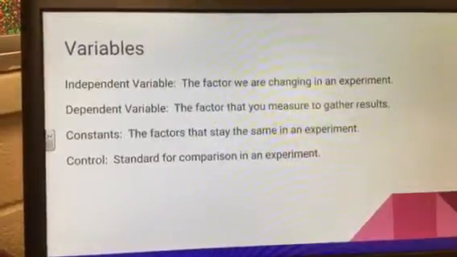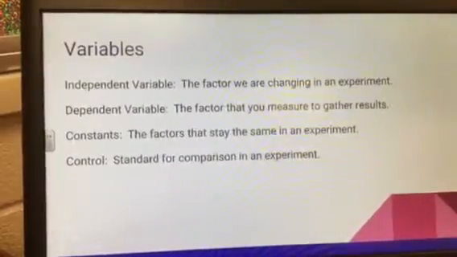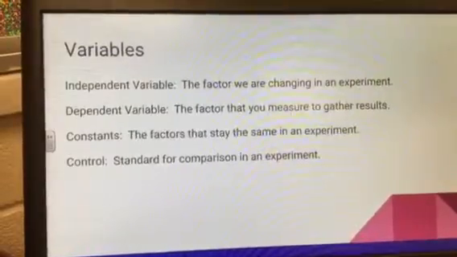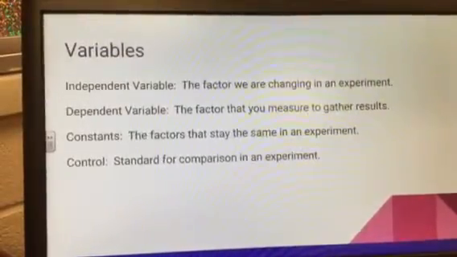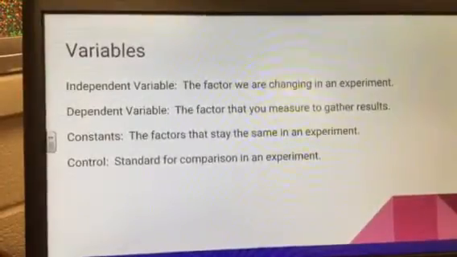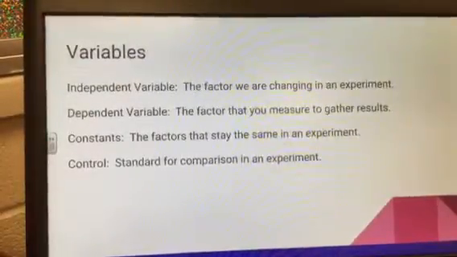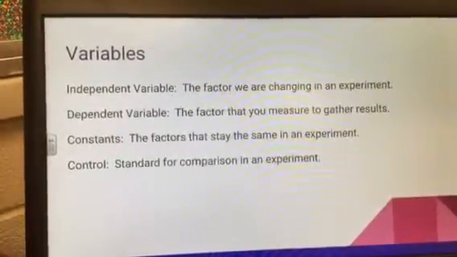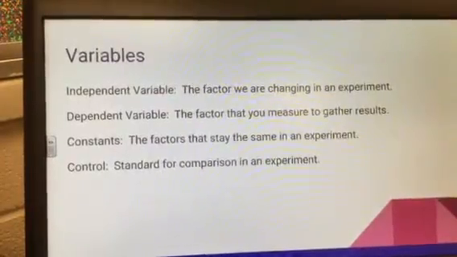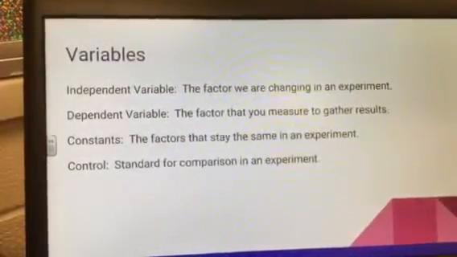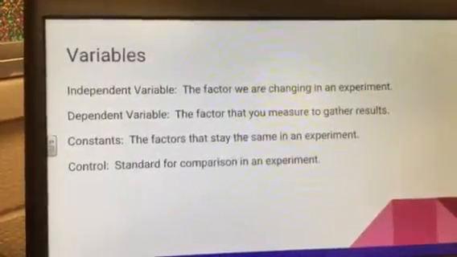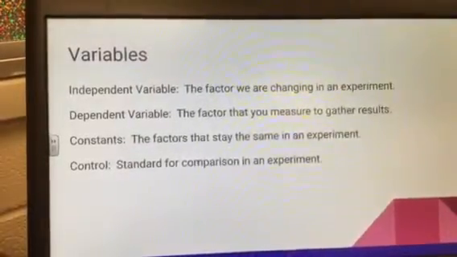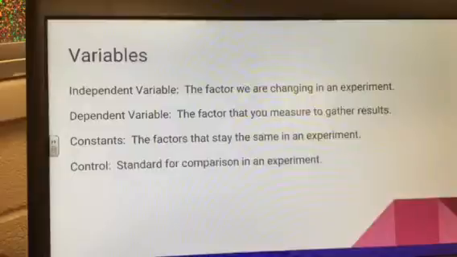So now we're going to look at variables. There are 4 different types of variables that we focus on with a procedure. The first one is the independent variable, and this is the factor we are changing in our experiment. The dependent variable is the factor that is measured. This is what we're doing to gather our data or results. And constants are the factors that stay the same in an experiment. There are many different examples of constants that you should have. If you have less than 5 or 10 constants in your experiment, you need to go back and look again because you're probably changing more than one thing.